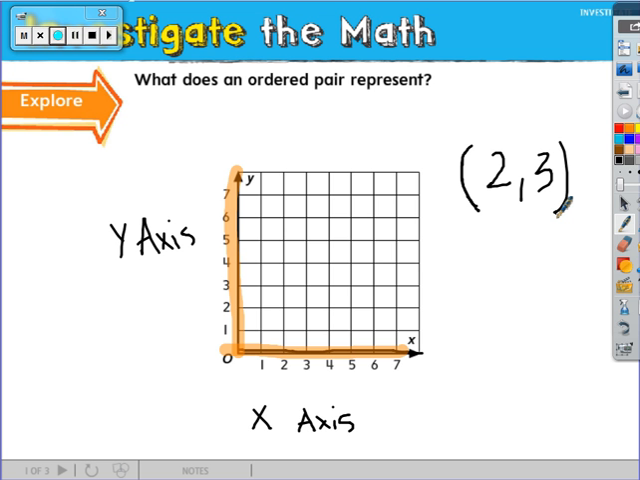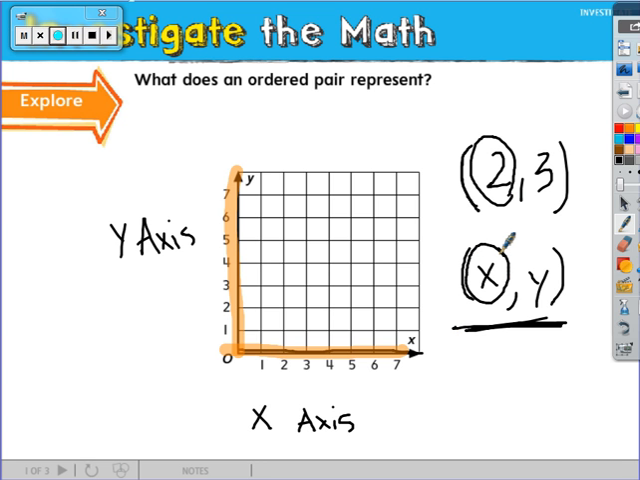Which letter came first in the alphabet? X did. So when we look at our ordered pairs, the X goes before the Y. So my 2 is the X. All of your ordered pairs are thought of this way, but there's numbers. So in this case, the 2 is the X, and the 3 is the Y.